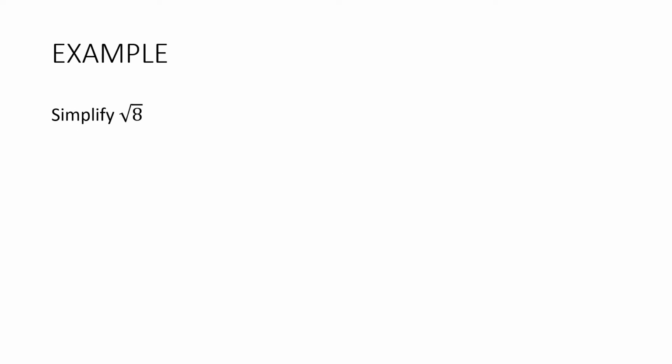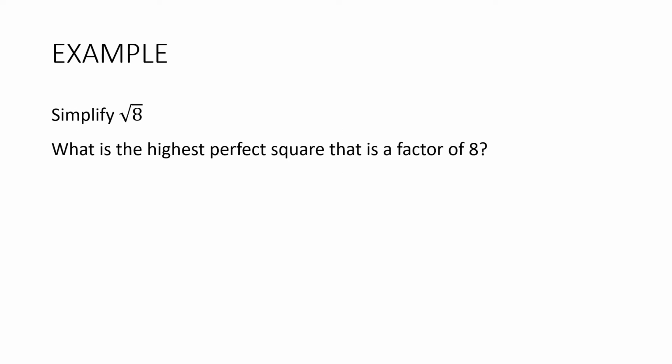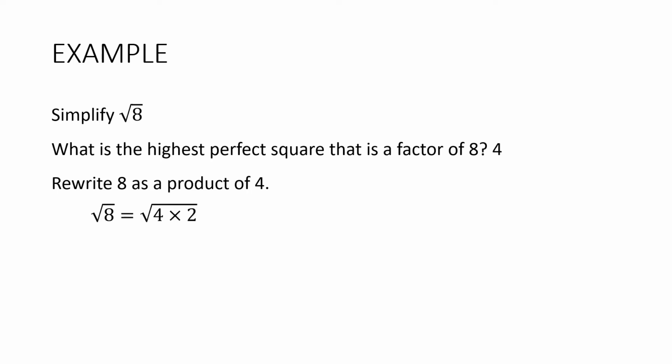So suppose we want to simplify root 8. What is the highest perfect square that is a factor of 8? It's 4. So we rewrite 8 as a product of 4. Square root of 8 is equal to square root of 4 times 2. Now I encourage you to put the perfect square first. Now we're going to split this up. This is the square root of 4 times the square root of 2, and the square root of 4 is 2. So root 8 simplified is 2 root 2.